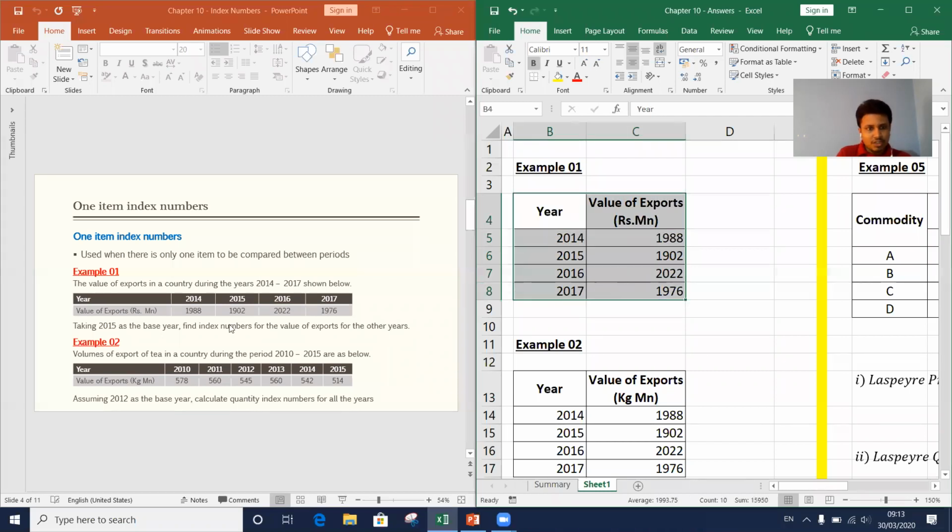What we need to do is what? Take 2015 as the base year and find index numbers for the value of exports for the other years.